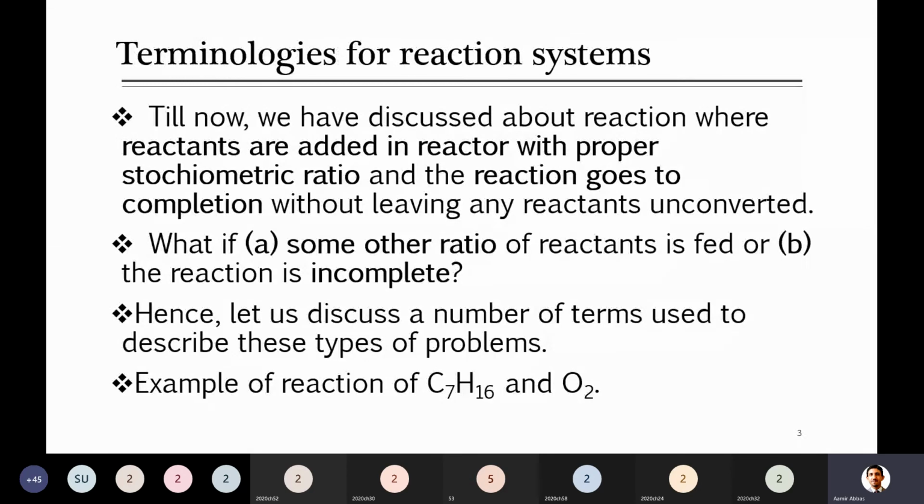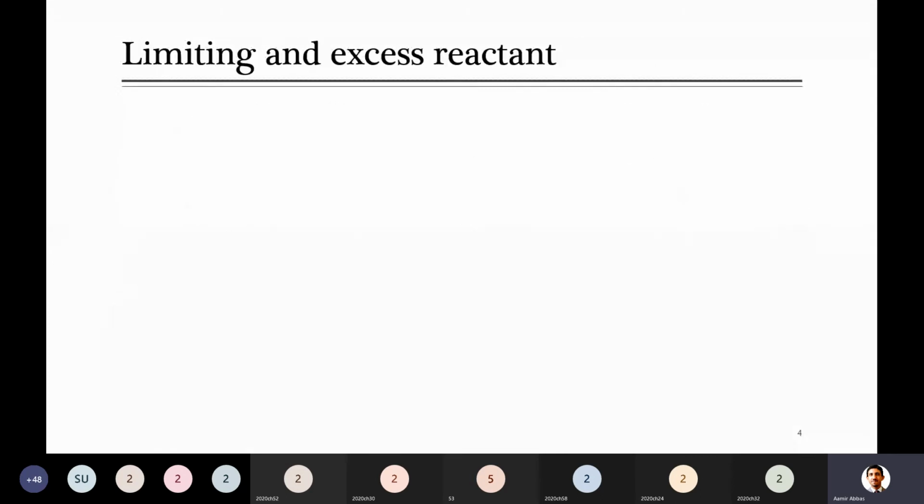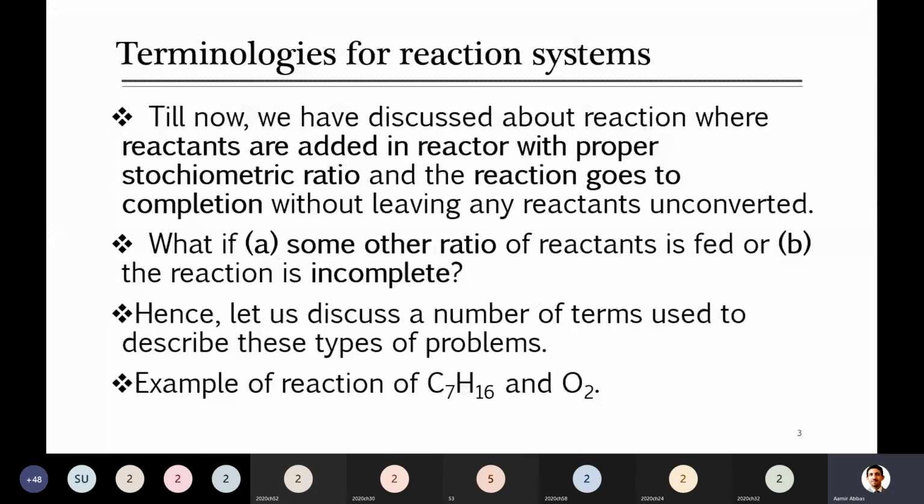And then I took this example, which we also discussed last time, C7H16. This heptane reacts with oxygen and produces carbon dioxide and water. You have seen the balanced equation: one molecule of heptane reacts with 11 molecules of oxygen to produce carbon dioxide and water. So for the balanced equation, the stoichiometric ratio is that 11 moles of oxygen react with 1 mole of heptane.